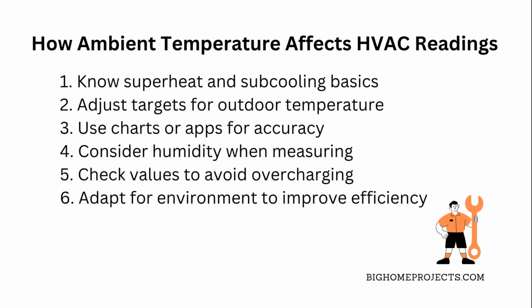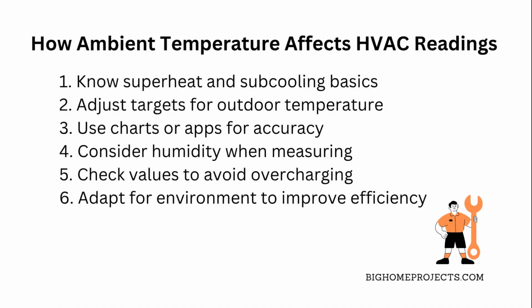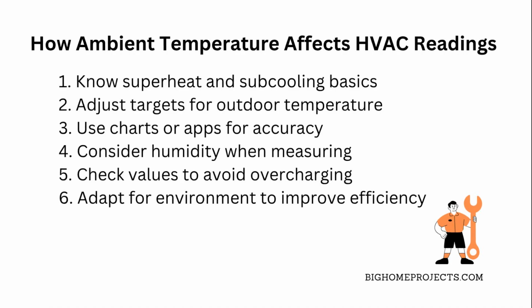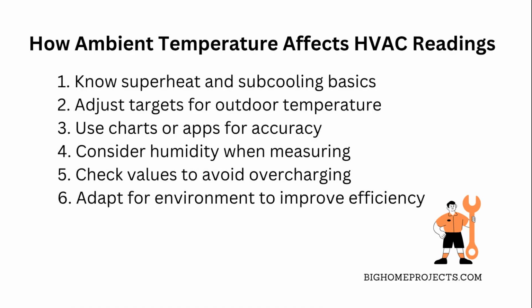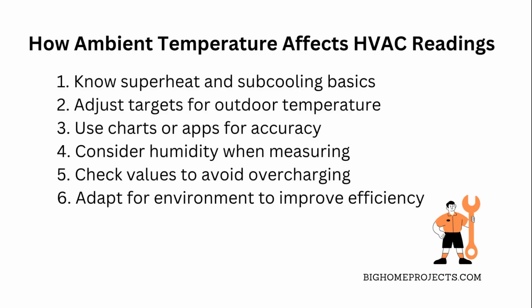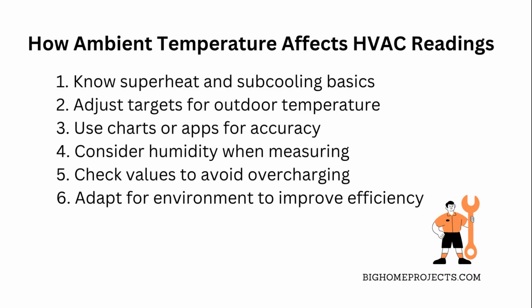To get accurate readings, you've got to adjust your target superheat and subcooling values based on outdoor temps. Checking those values on a chart or app that factors in ambient temperature can save you from overcharging or undercharging your system. And don't forget, humidity can throw off heat transfer too, so keep that in mind when you're taking your measurements. Just remember, adjusting for environment keeps your HVAC running smooth and efficient.